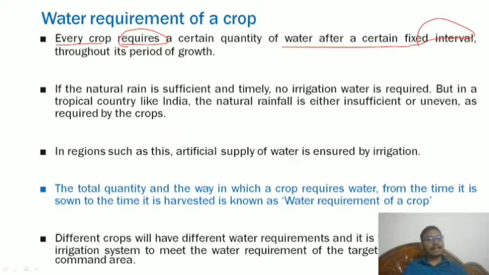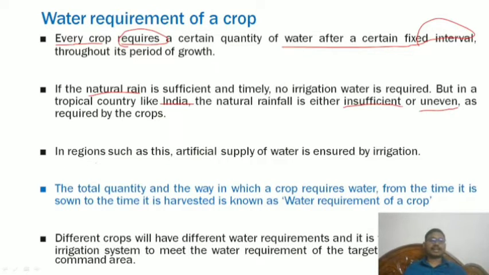Now, if the natural rain is sufficient and timely, no irrigation water is required. But in a tropical country like India, the natural rainfall is either insufficient or uneven relative to what the crops require. India depends 80% on the southwest monsoon, so the rainfall lasts only 3 to 4 months. Across India we can see drought regions and flood regions. Rainfall is not evenly distributed in a good way for a crop that needs to grow for 120 or 150 days, whatever it may be.